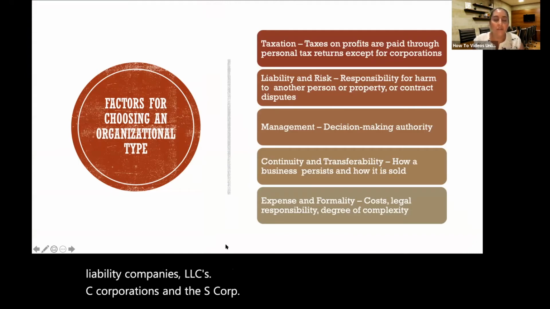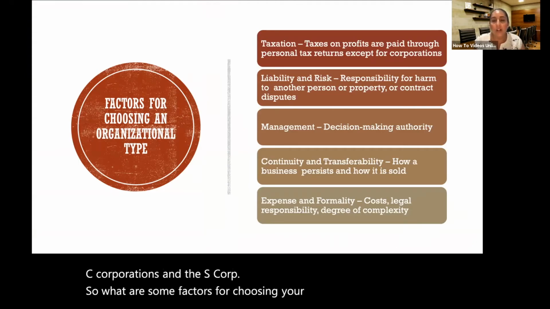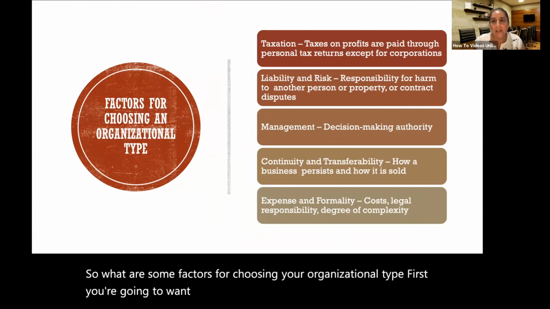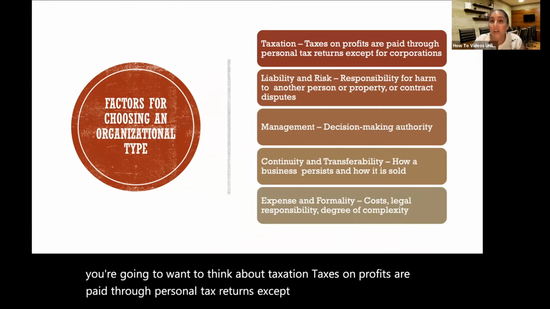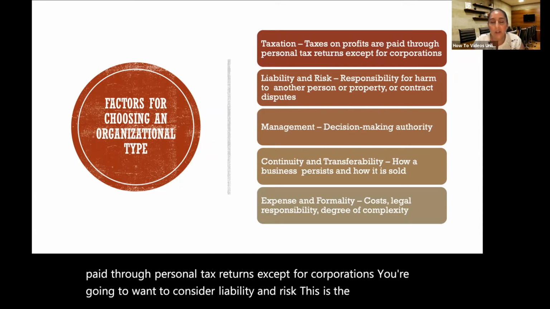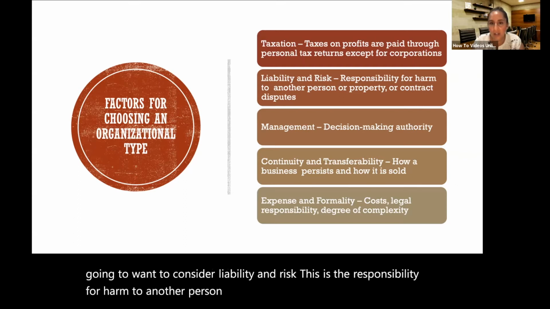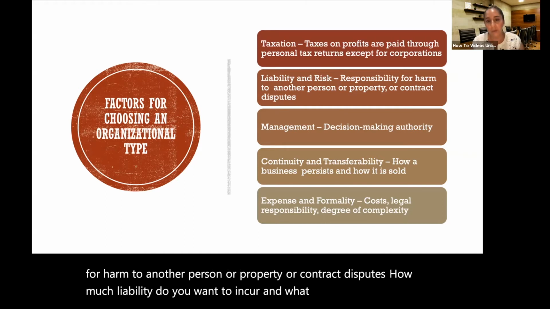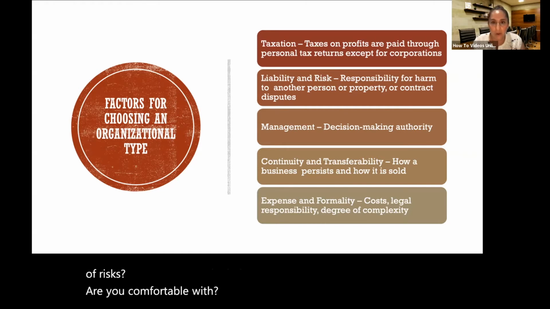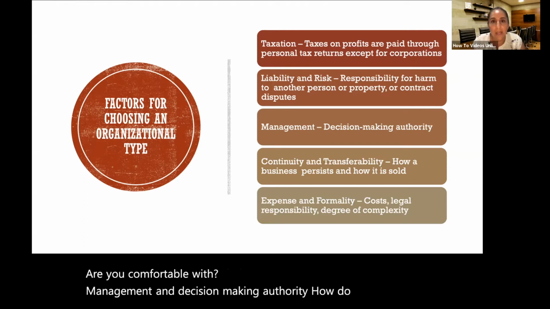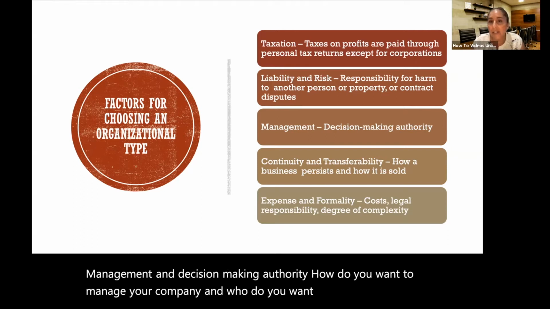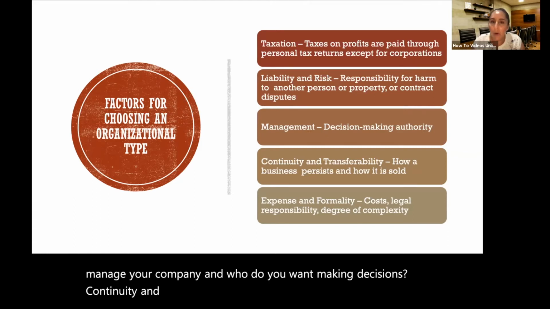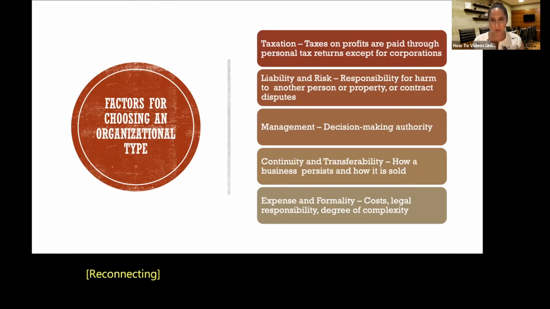So what are some factors for choosing your organizational type? First, you're going to want to think about taxation. Taxes on profits are paid through personal tax returns, except for corporations. You're going to want to consider liability and risk. This is the responsibility for harm to another person or property or contract dispute. How much liability do you want to incur and what types of risks are you comfortable with? Management and decision-making authority. How do you want to manage your company and who do you want making decisions? Continuity and transferability in running your business under its organizational type.